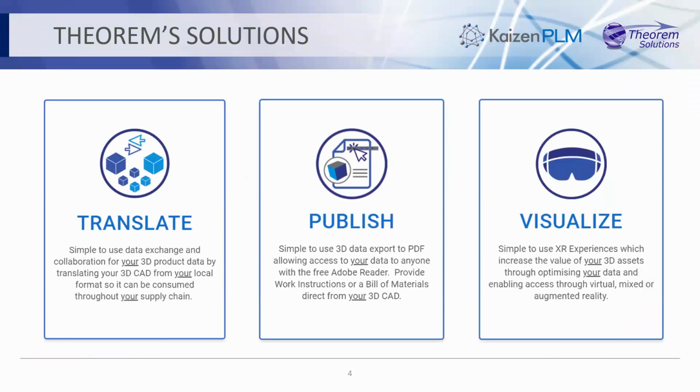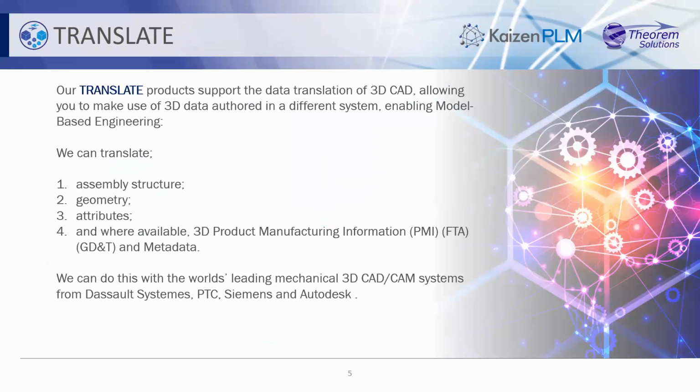So Theorem solutions, which we provide and that Kaizen can sell, fall into translate, publish, and visualize. And I'll touch on translate and visualize briefly before focusing on publish, which is the purpose of today's webinar. So translate. Our translate products support the translation of data, predominantly 3D CAD, from one system to another or one format to another. For example, if you were a V5 user and your supply chain were a mixture of NX and JT, you could send and receive your V5 data to an NX user and a JT user.